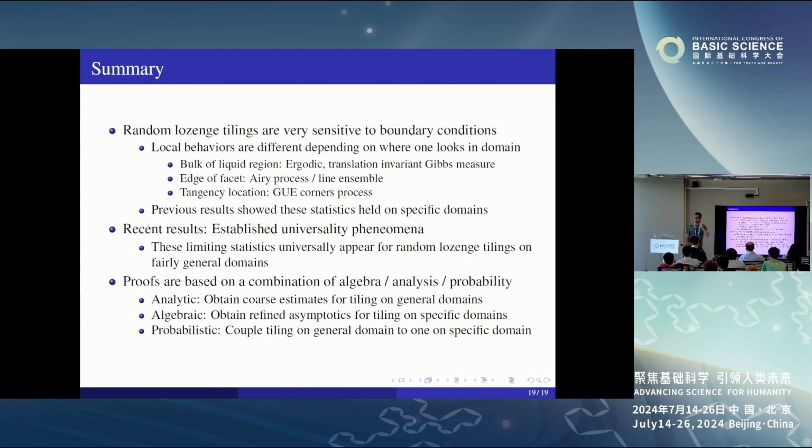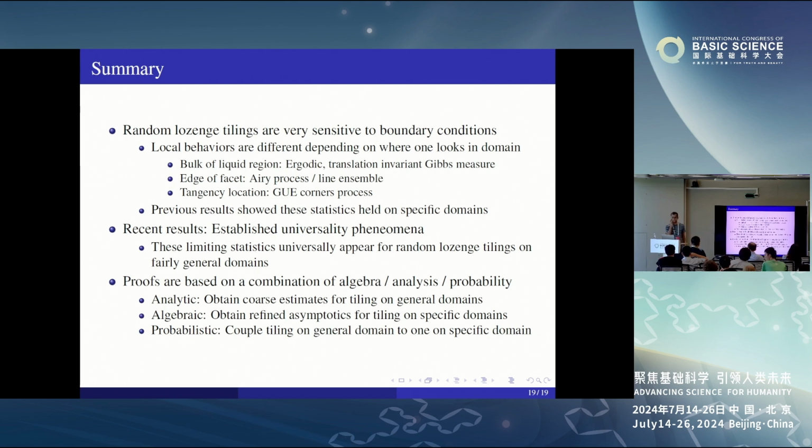As I said before, random lozenge tilings are very sensitive to their boundary conditions, and local behaviors differ depending on where you probe the domain. I mainly focus on the bulk of the liquid region, where you see an ergodic translation invariant Gibbs measure. Previous results showed that these statistics occur on special domains, and the recent results showed universality phenomena, indicating that these limiting statistics appear universally on fairly general domains.